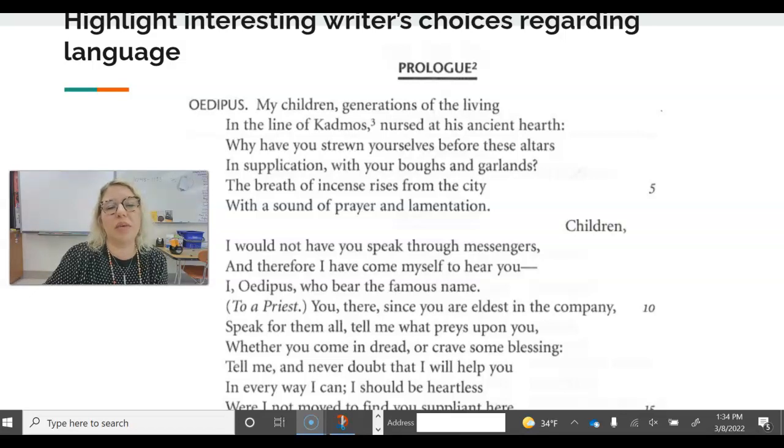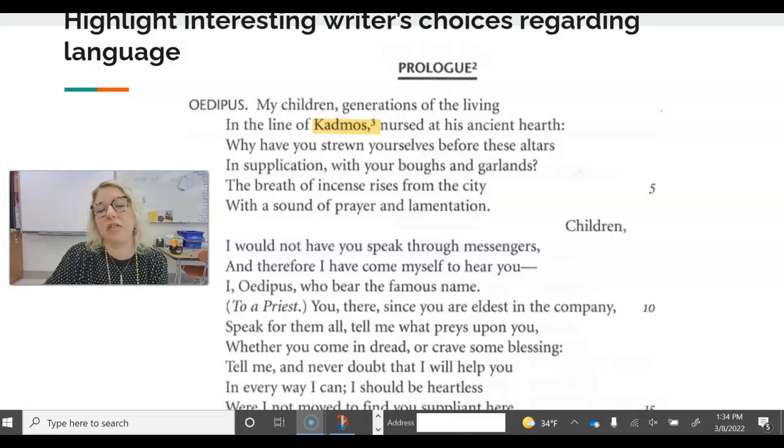Oedipus says, "My children, generations of the living in the line of Cadmos, nursed at his ancient hearth, why have you strewn yourselves before these altars in supplication with your boughs and garlands? The breath of incense rises from the city with the sound of prayer and lamentation. I would not have you speak through messengers, and therefore I have come myself to hear you. I, Oedipus, who bear the famous name," to a priest.